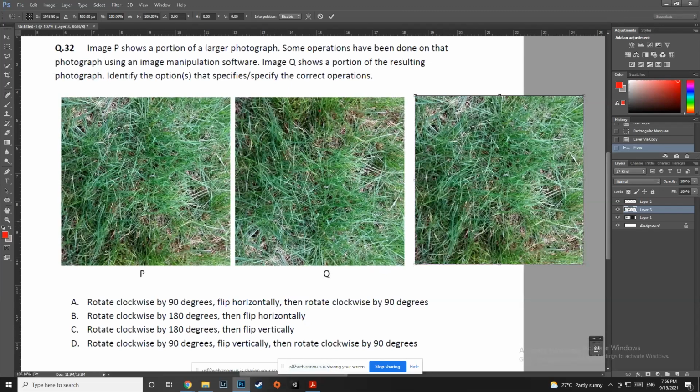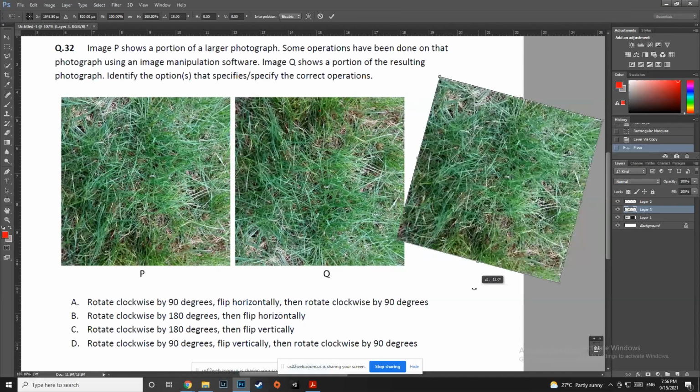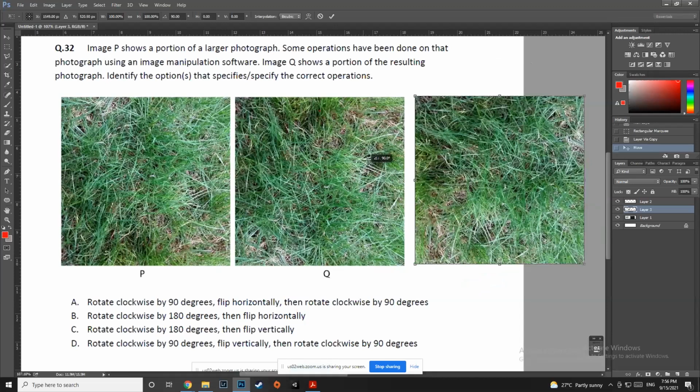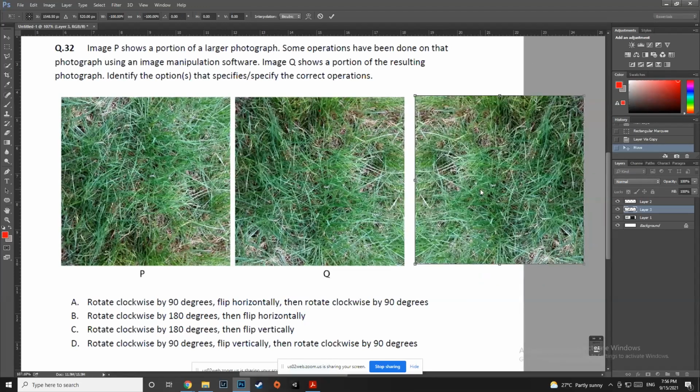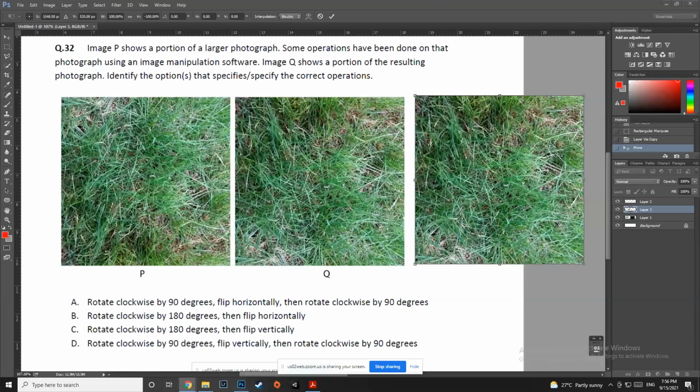Now let us try option B. Rotate it clockwise 180 degrees. So this is 90 and this is 180. And then flip it horizontally. Do we get Q?